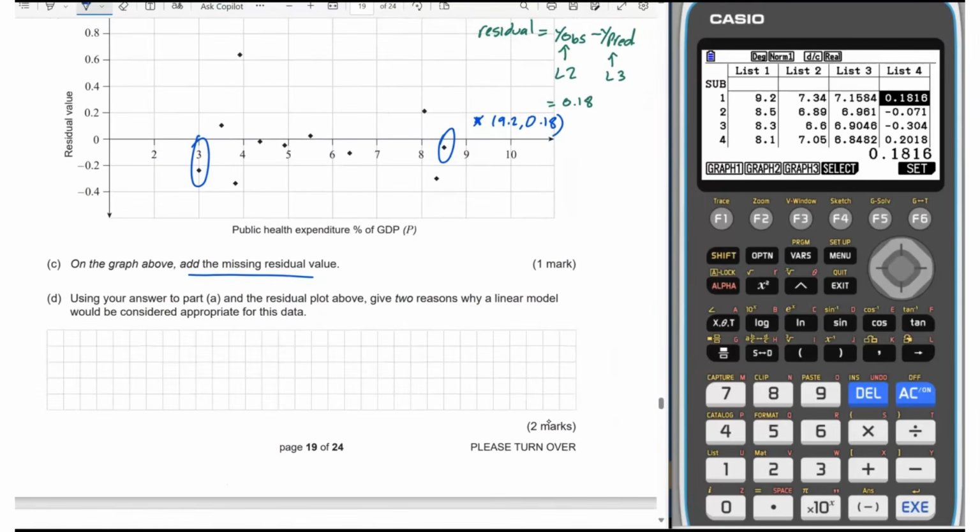Okay, down in D, it's saying, okay, use your answer to part A. Now in part A, we've got R is equal to 0.921. So it was our Pearson correlation coefficient. It says use that and use the residual plot to give 2 reasons. So it essentially wants a reason for each, why the linear would be considered the most appropriate. Now, firstly, we'll go with the R value. That's a pretty good R value. In fact, that shows a strong linear relationship.